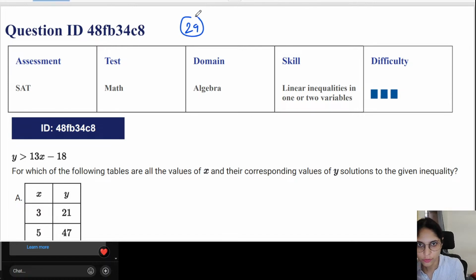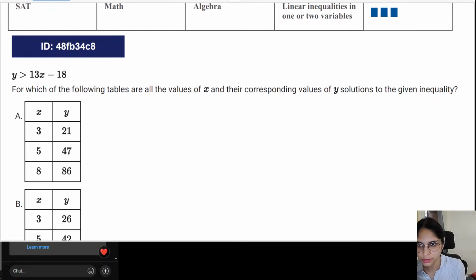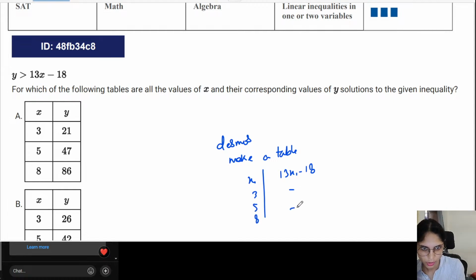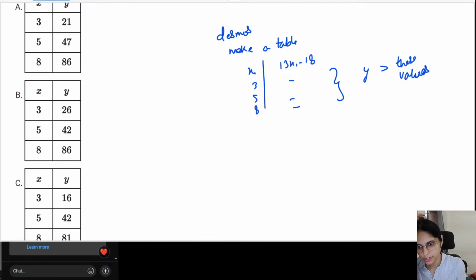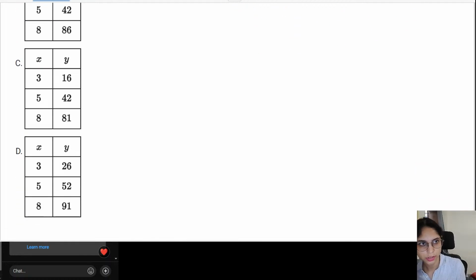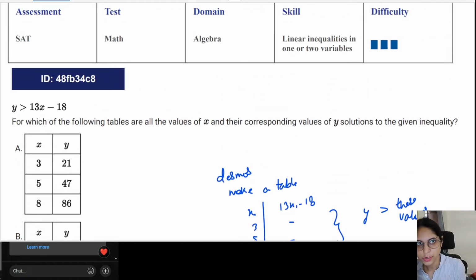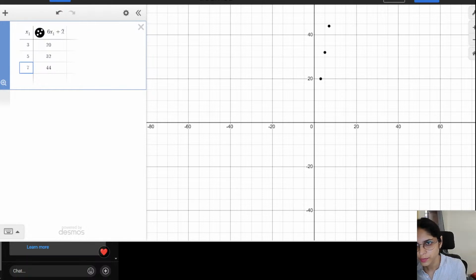Again, you have the same thing. Now y is greater than 13x minus 18. So in decimals, just make a table. x1, 13x1 minus 18, 3, 5, 8. You will get values and your y should be greater than these values, because in all the options you have 3, 5, 8. So that's what we are going to do over here.